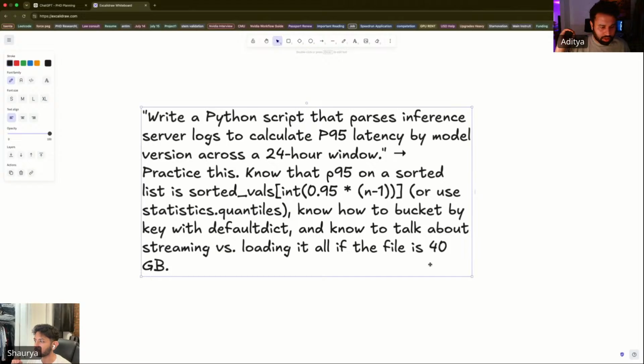Okay, a P95 on a sorted list is sorted vals, int of 0.95 times the length. So we can dive a little bit into this today, and I'll anyway get the question as well for LeetCode.